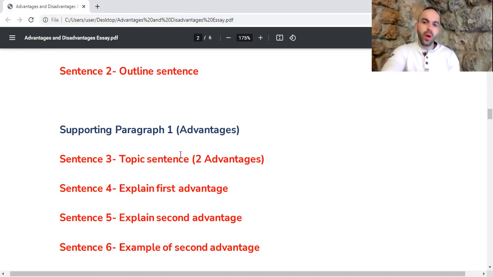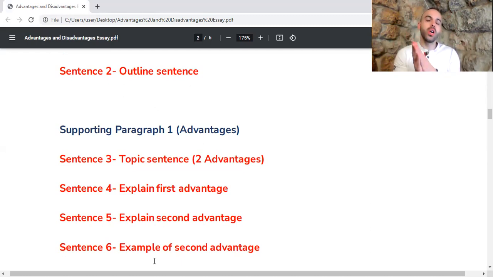However, if you want to write two advantages, then you will have to write both advantages in one topic sentence, and then explain the first advantage in another sentence, and then explain the second advantage in an additional sentence, and then in the final sentence, you just have to mention an example of the second advantage. Okay, so it's okay to miss out the example of the first advantage. Okay, you can follow that structure. It's okay.